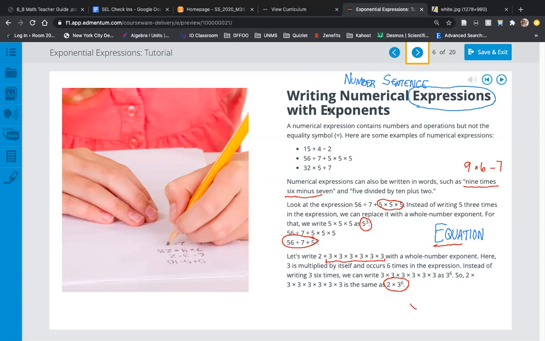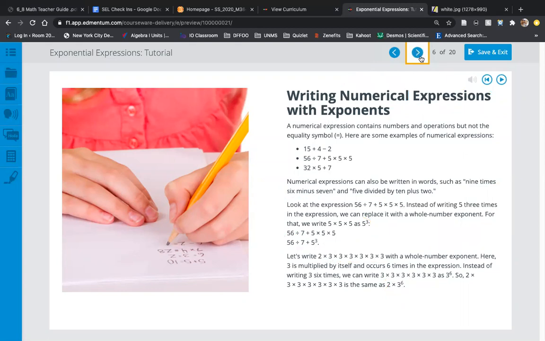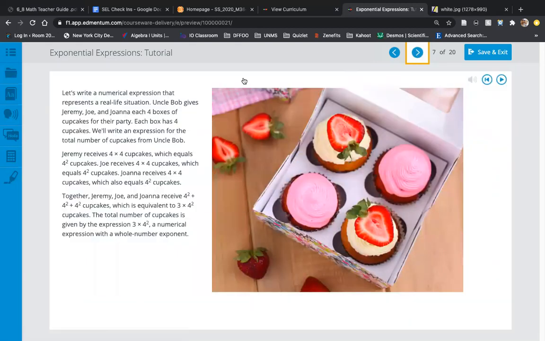Again, please let me know if we have any questions. I believe next we're going to start reviewing the order of operations. Actually, okay, so first we're going to write some expressions. So let's read this scenario here. It says, let's write a numerical expression that represents a real life situation.